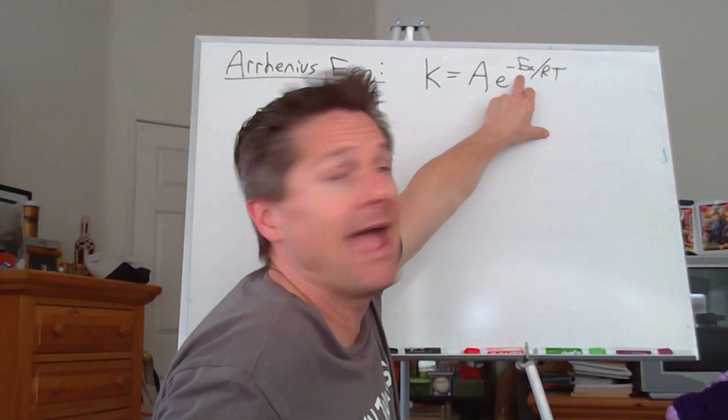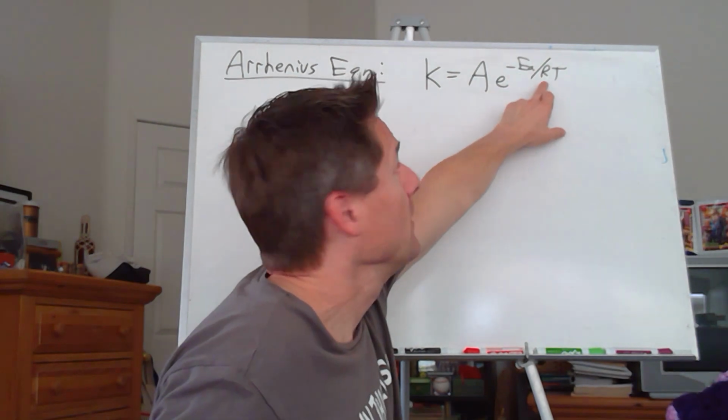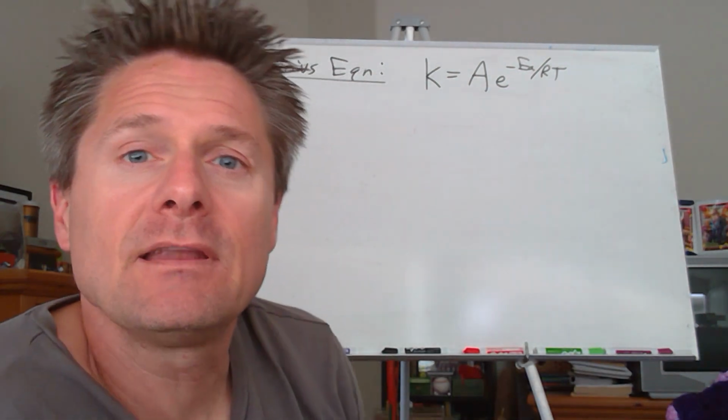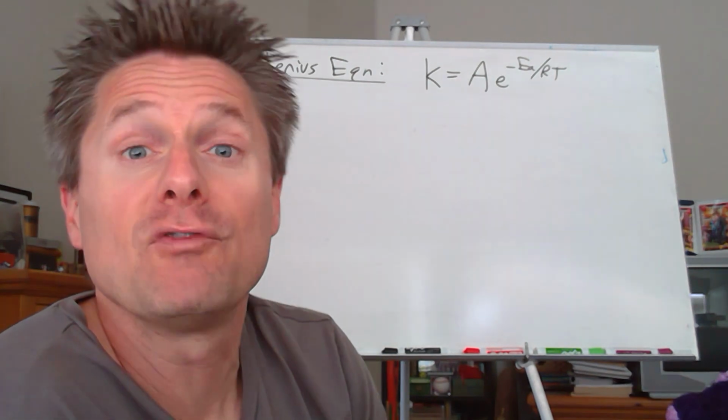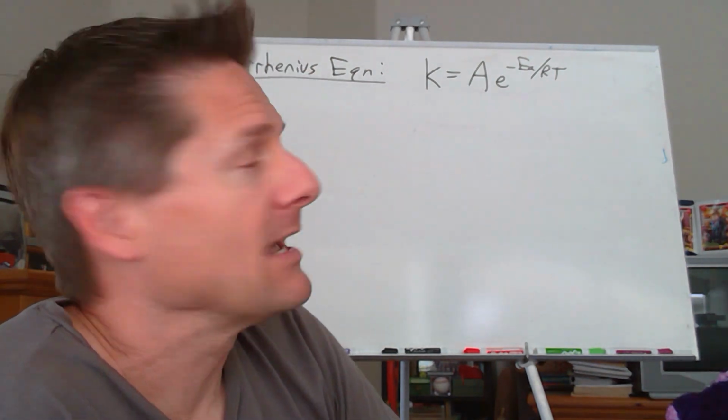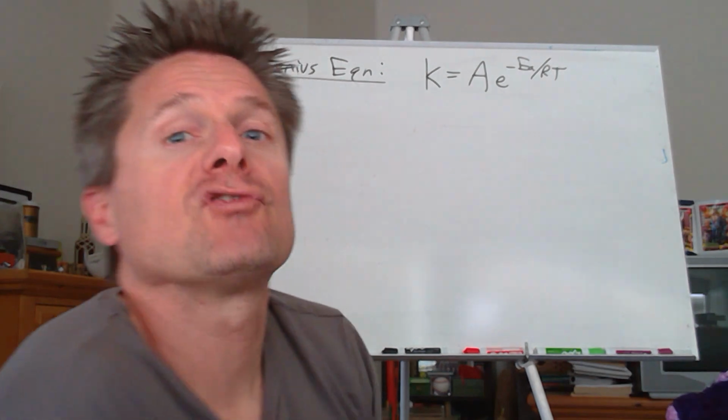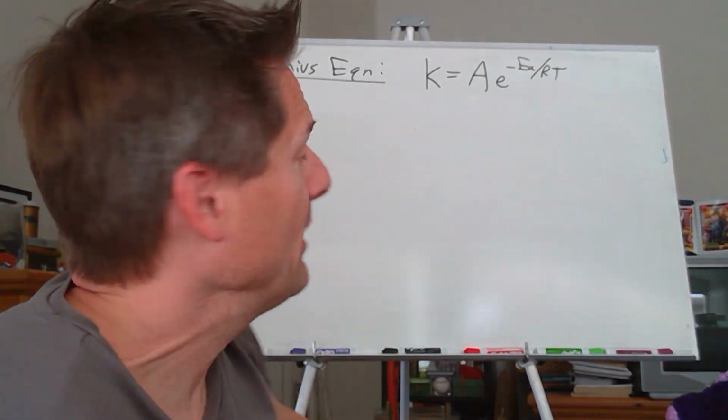Again, that's the activation energy, E sub A. R is the universal gas constant, and we're going to be using the one with energies, 8.3145 joules per mole Kelvin. We'll write that down later. And then the temperature, of course, will be the Kelvin temperature. Let's manipulate this real quick.